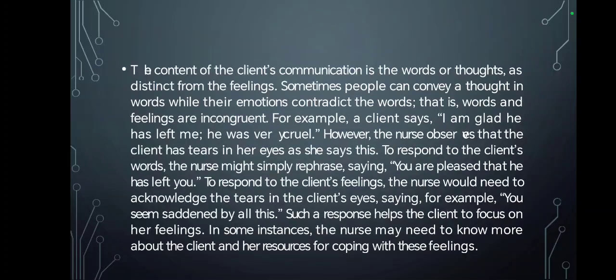The content of the client's communication is the words or thoughts, as distinct from the feelings. Sometimes people can convey a thought in words while their emotions contradict the words. That is, words and feelings are incongruent. For example, a client says, I am glad he has left me. He was very cruel. However, the nurse observed that the client has tears in her eyes as she says this.